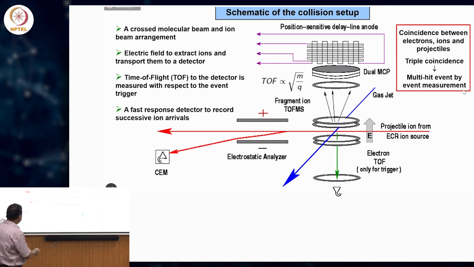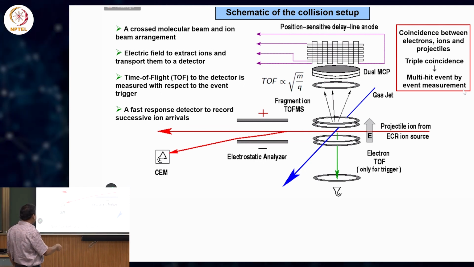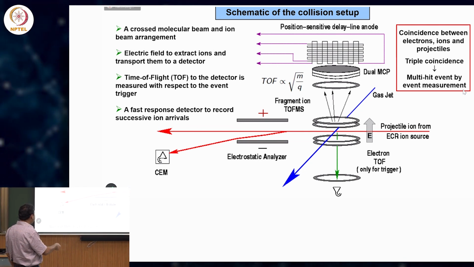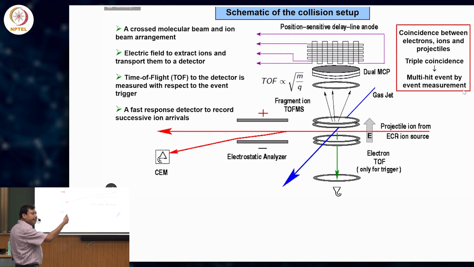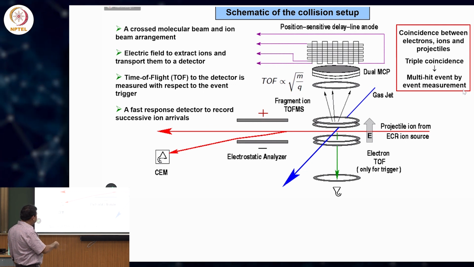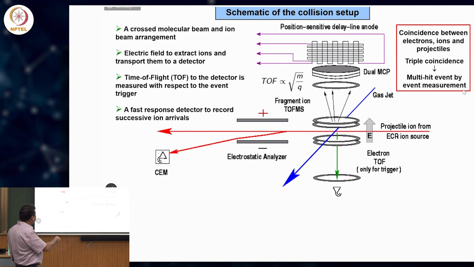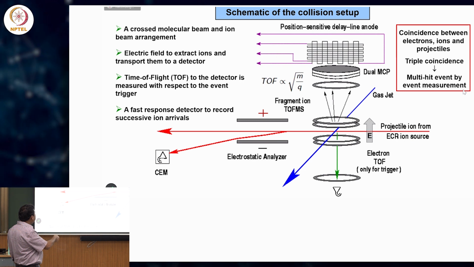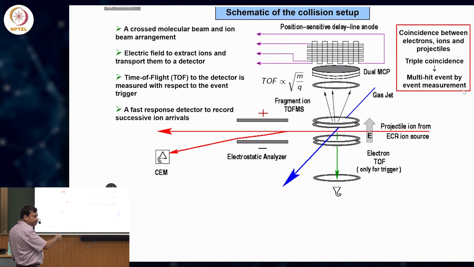The other thing is that not only can you use the electron as a trigger, you can use the projectile ion as a trigger. As I told you, if the projectile ion is highly charged, like argon 8 plus or 9 plus, and this is your gas jet, your molecular jet, you dissociate them, and the fragments move in this direction because the electric field is in this direction. You collect the time of flight, with square root of m by q, and not only the time of flight, you also detect the position x, y and t.